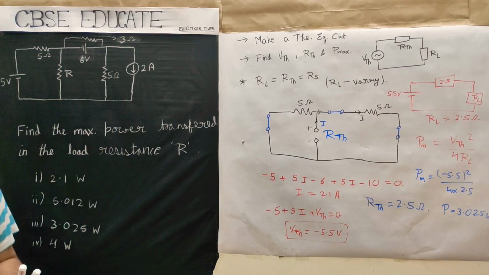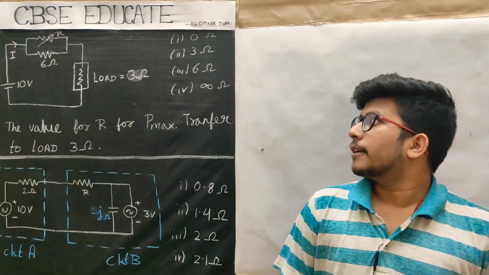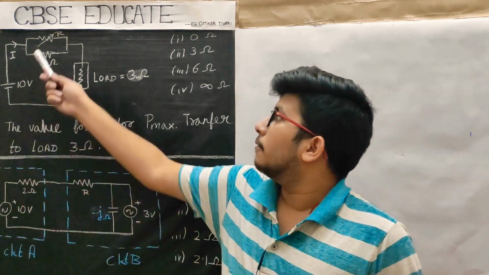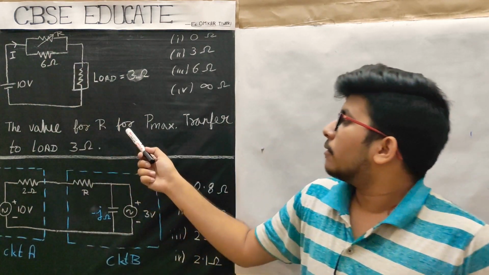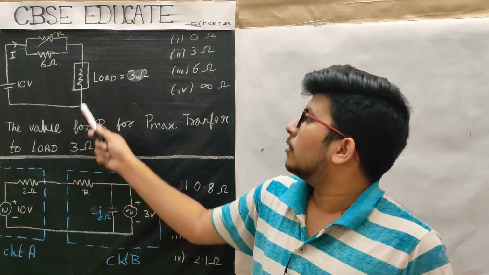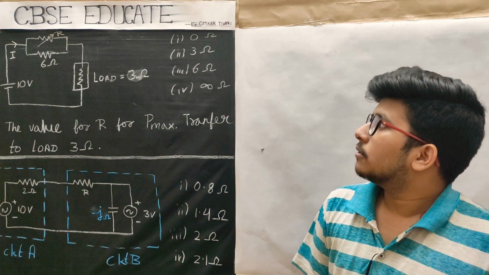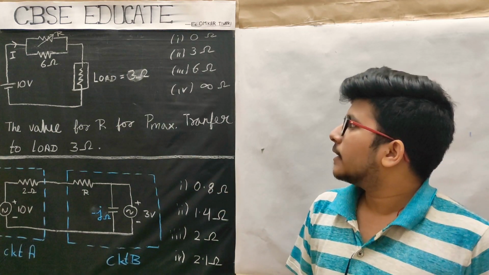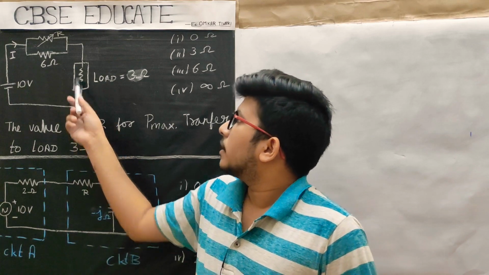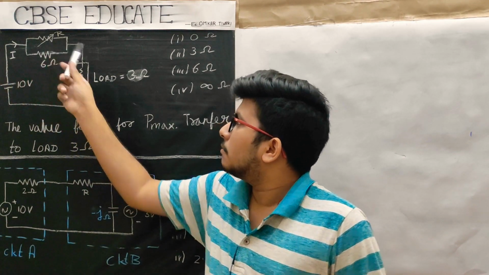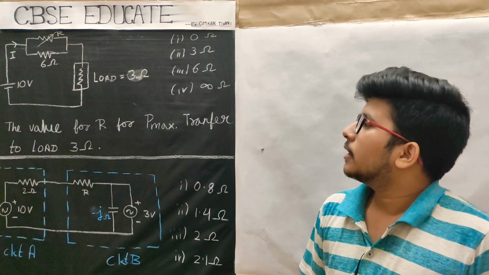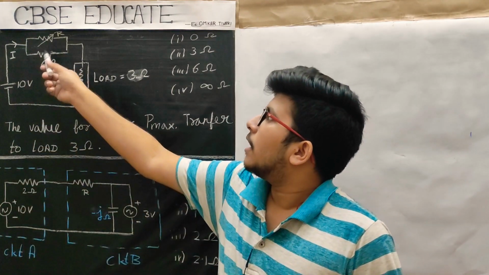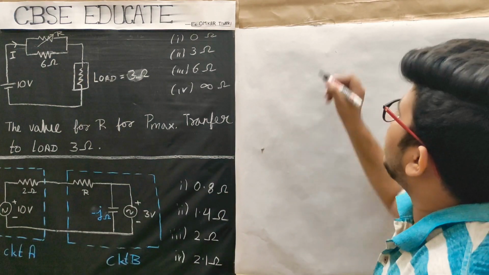Now come to the next question. This question says the value of R, this R, for maximum transfer of power to the load 3 ohm. After having a look at this question, you may proceed like this: you may first convert this into a Thevenin equivalent circuit, and then say that RL is equal to RTH, and RTH is what? R parallel 6.